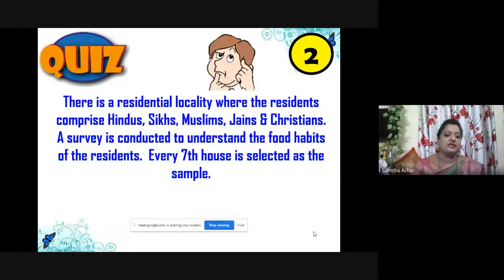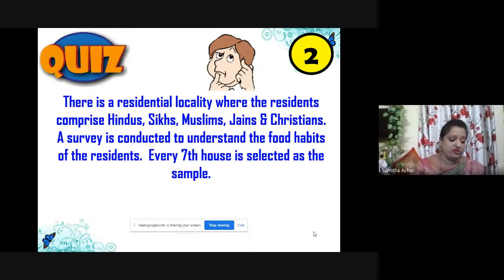There is a residential locality where the residents comprise Hindus, Sikhs, Muslims, Jains, and Christians. A survey is conducted to understand the food habits of the residents. Every 7th house is selected as the sample. Which method is applicable here? And someone said systematic. It is a systematic sampling method.